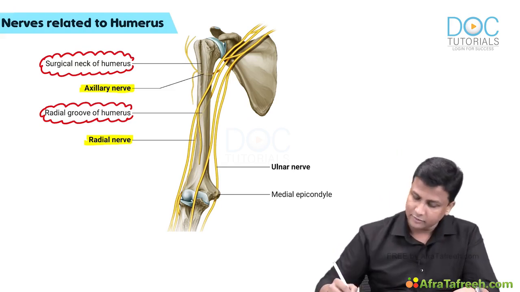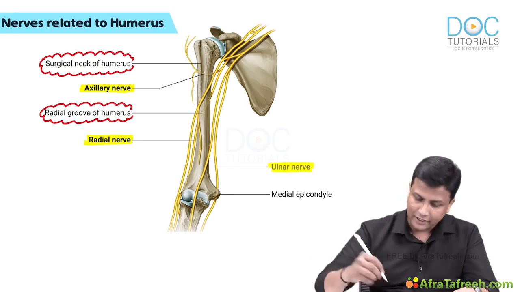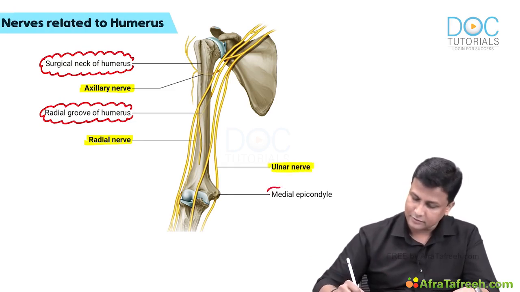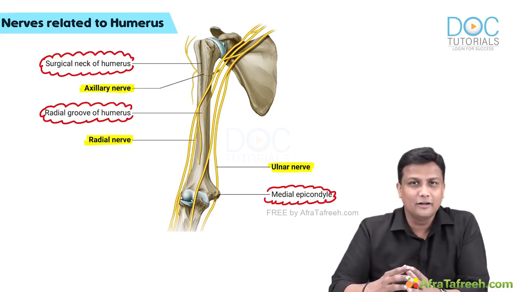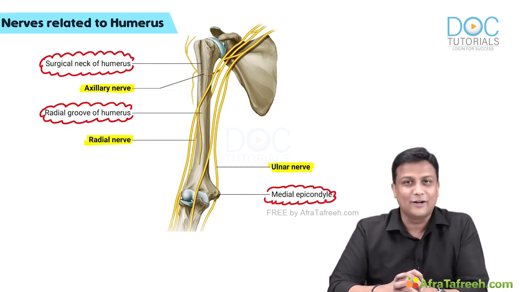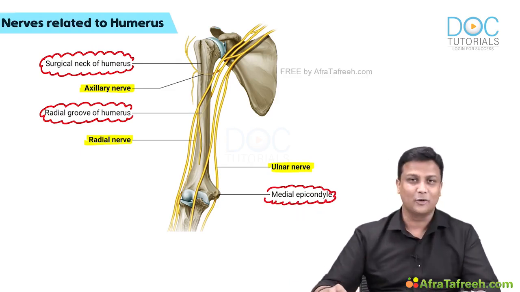And finally, in this diagram, you are able to appreciate ulnar nerve over here. And ulnar nerve is the one which is going to pass behind the medial epicondyle of humerus. Awesome. So that is the exact diagram that we have drawn there. So therefore, the things will become easier right now, guys. Let's move to the next topic here.